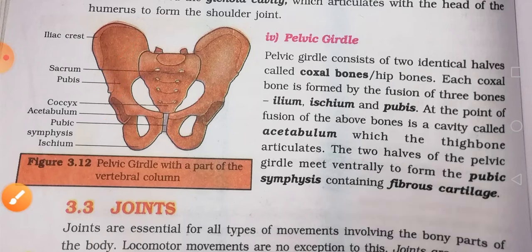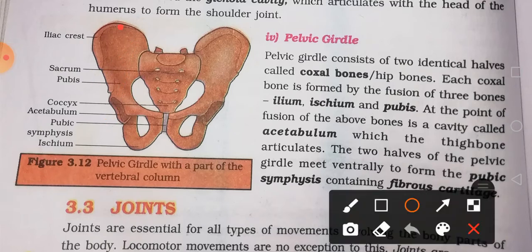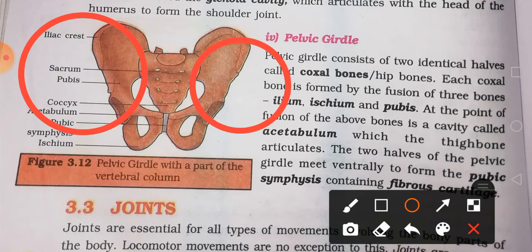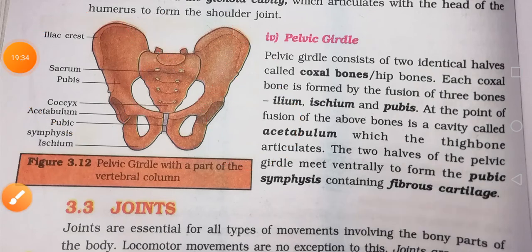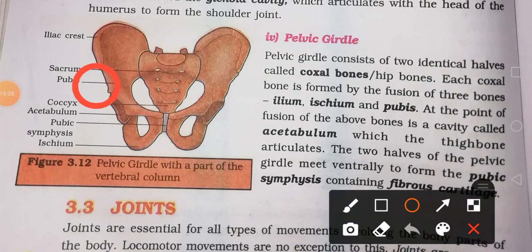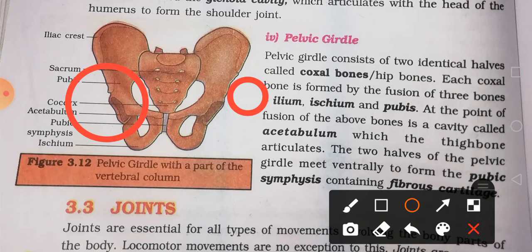So this is only one side. If you see this, this one side will be there. This is one femur bone, and this is the other femur. Both are separate, and both will be articulated with the joints.